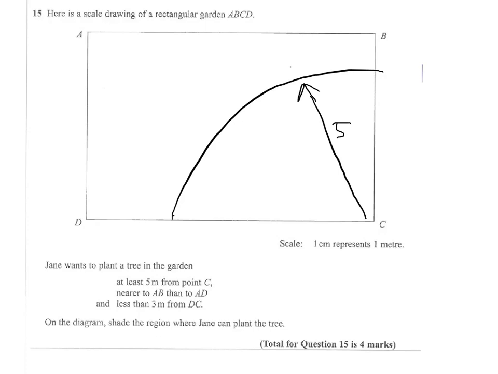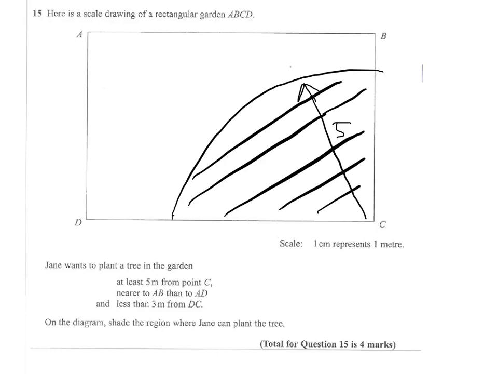Now you could shade out where you're not allowed to go, and then the space that's blank will be where you are allowed to go. So I'm shading that out, not allowed to go there. Now, the second condition is I've got to be nearer to AB than AD. So here's AB and here's AD.